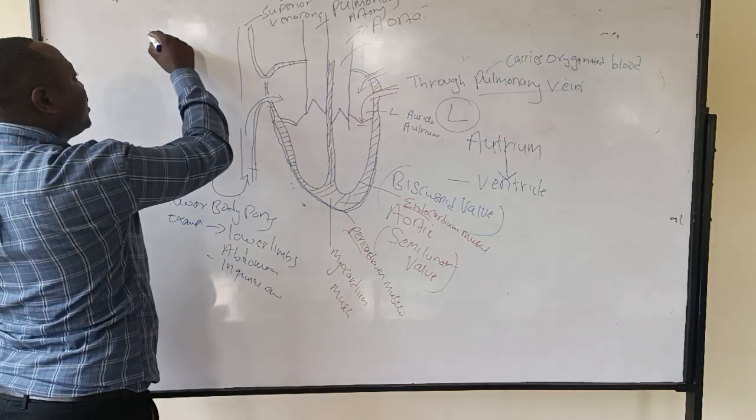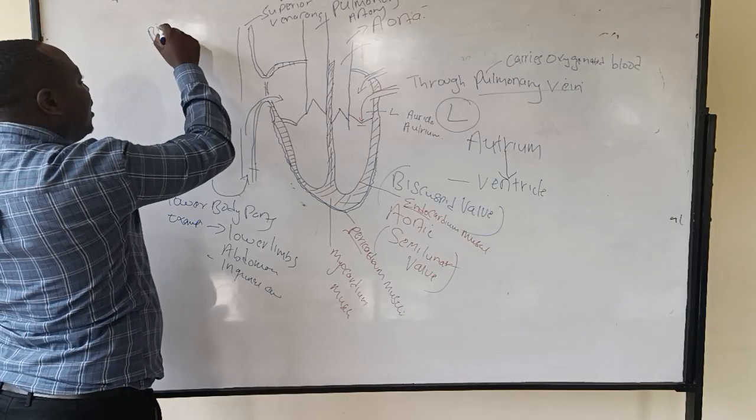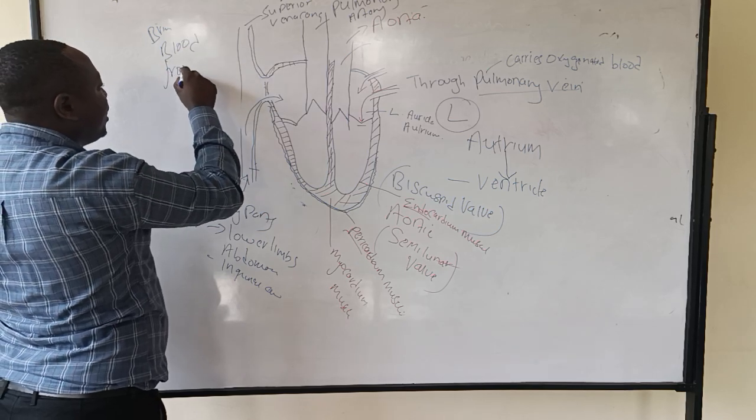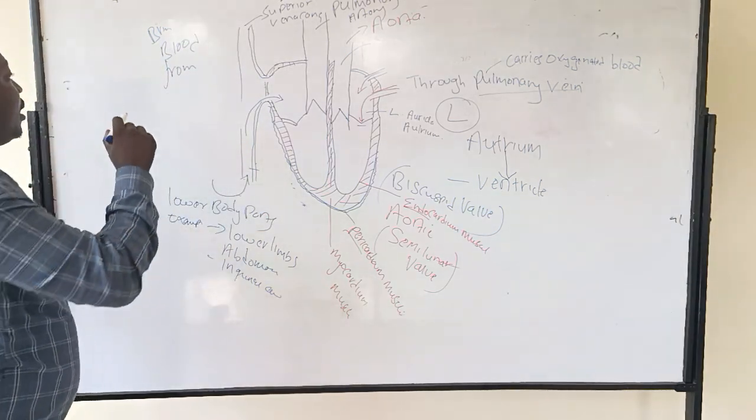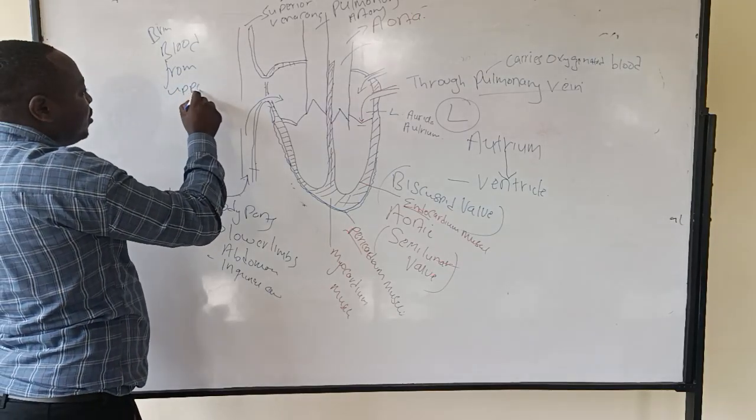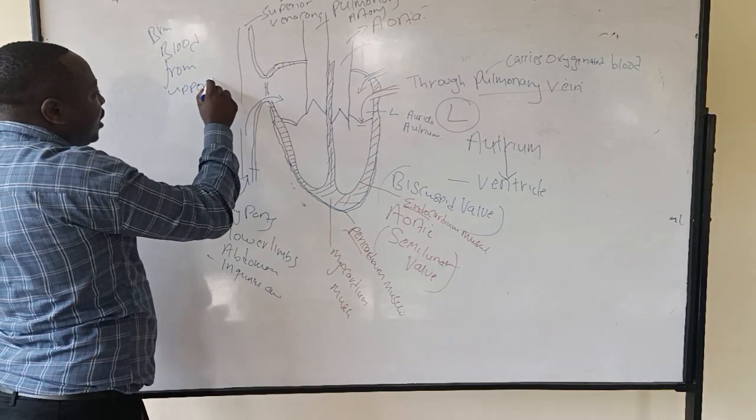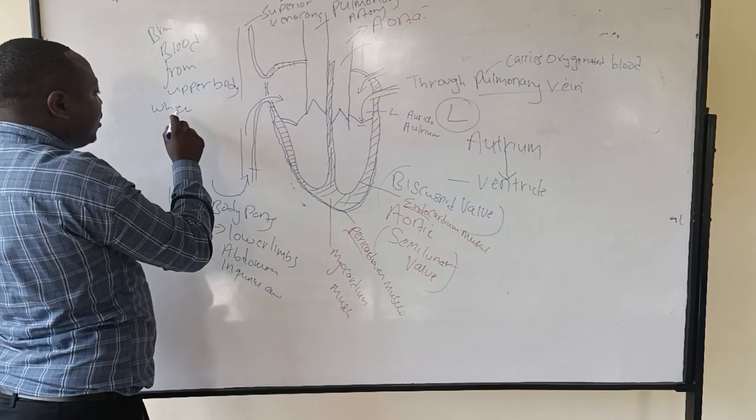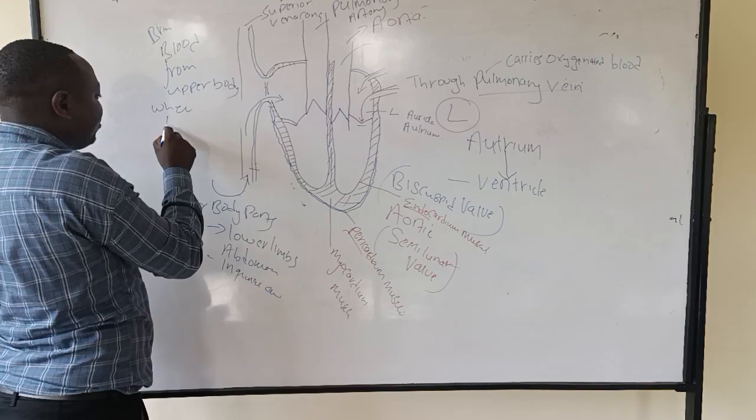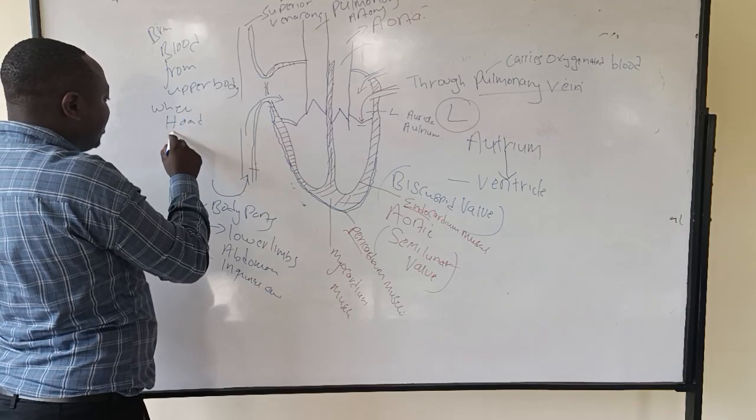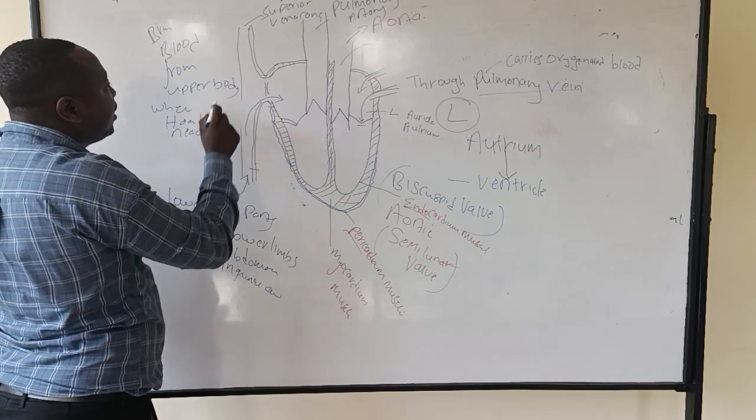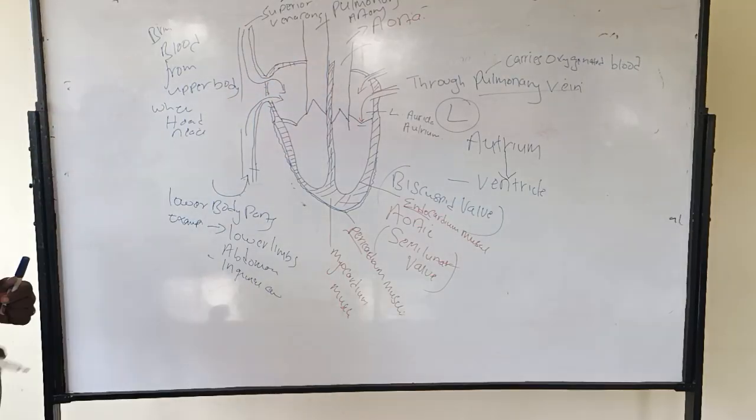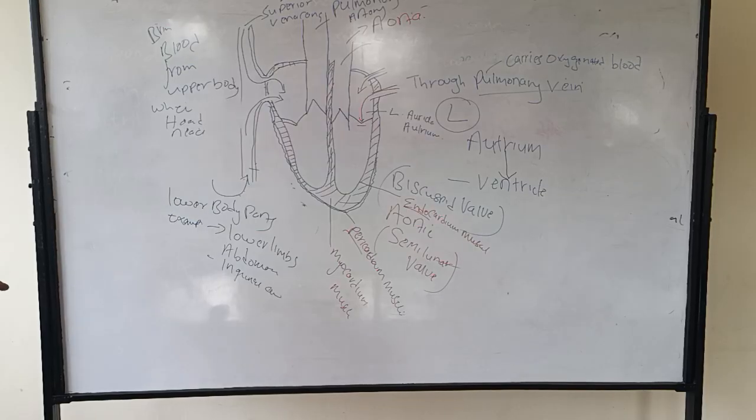The superior vena cava brings blood from the upper part, the upper body, for which we can give the example of the head and the neck. So this blood will also flow and get into the right atrium.